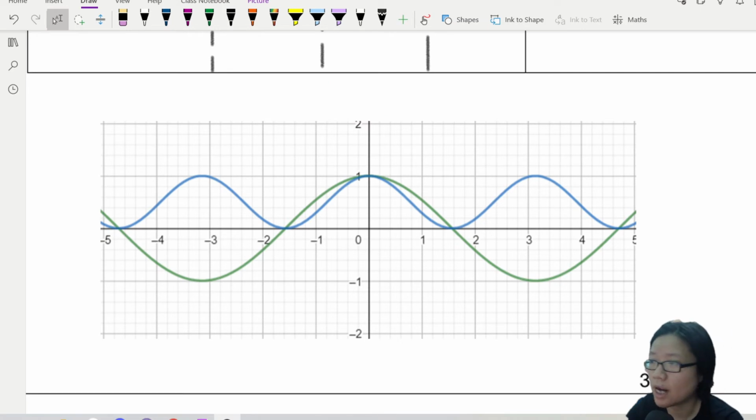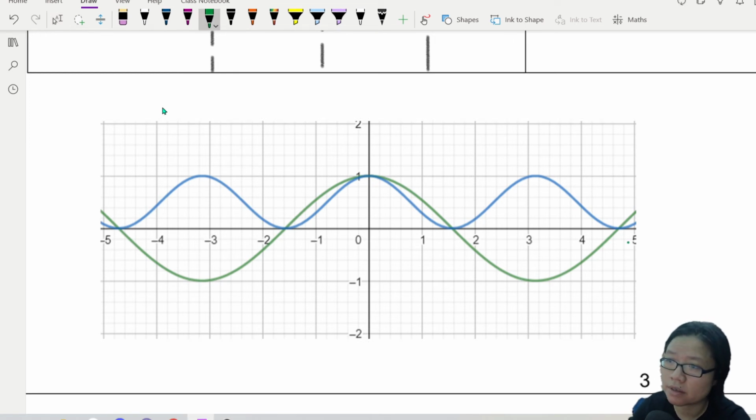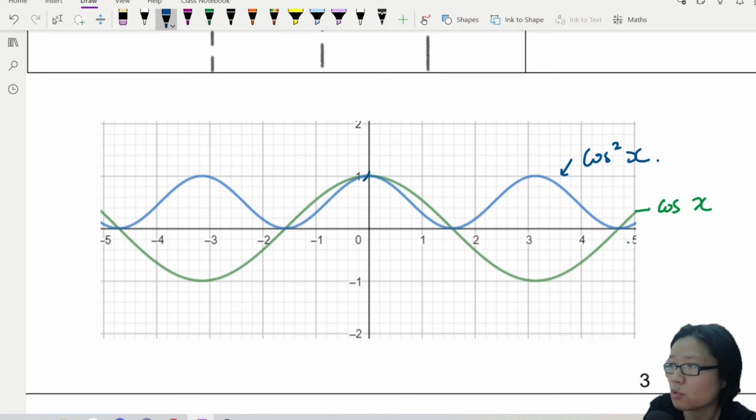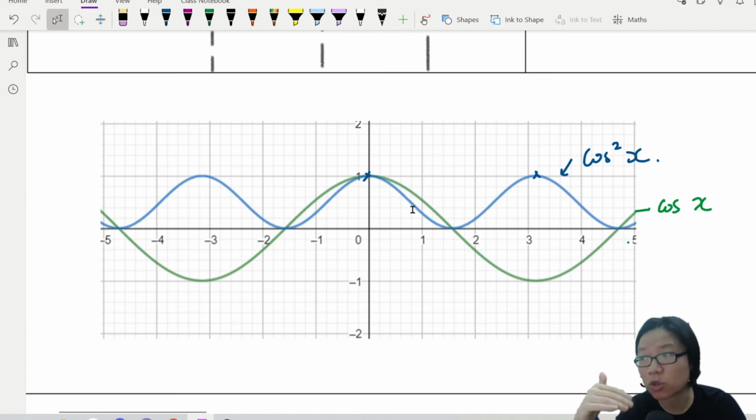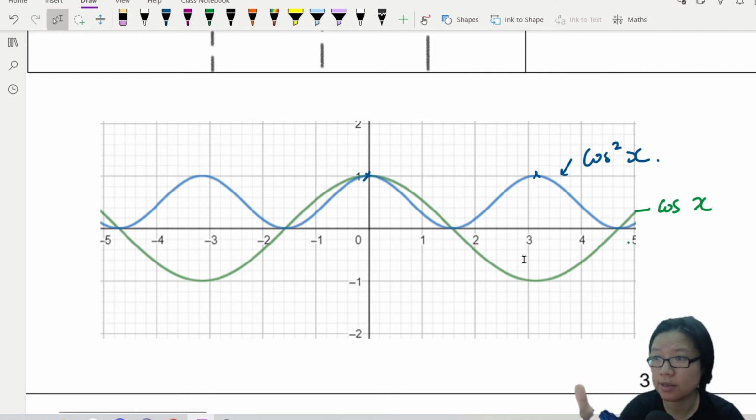Okay, here are how the shapes are different. Okay, so the green graph, this one is cos x. The blue graph is cos square x. Okay, you see, when you square 1, you get 1. When you square -1, you get 1. Okay, but if you square values that are less than 1, you get a smaller value. That's why the cos square graph is below the green cos graph.